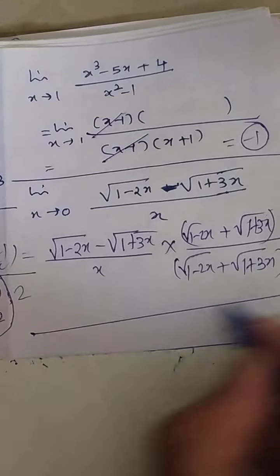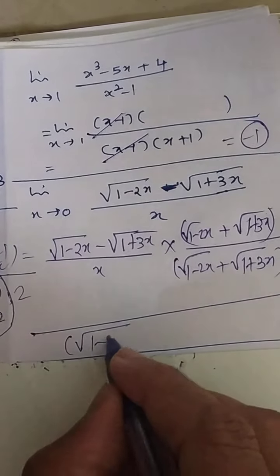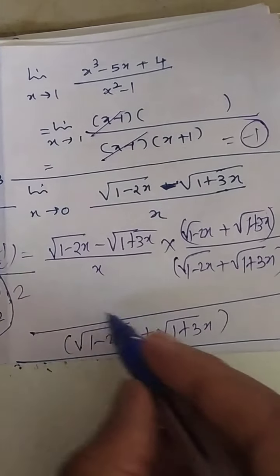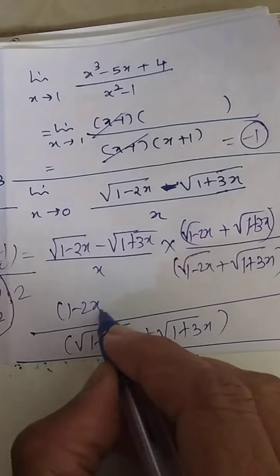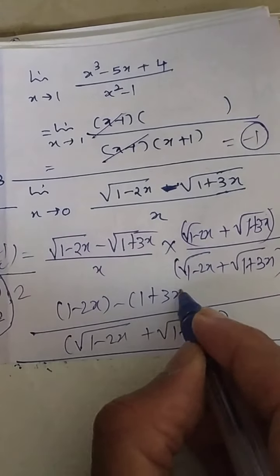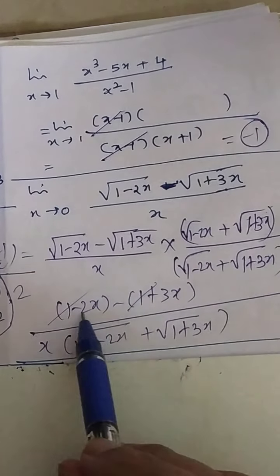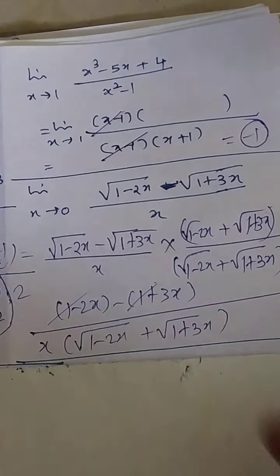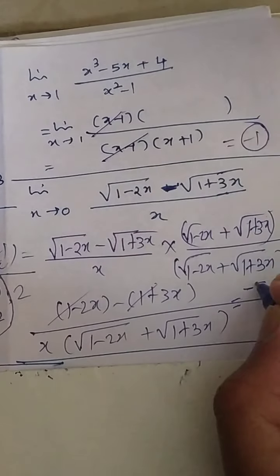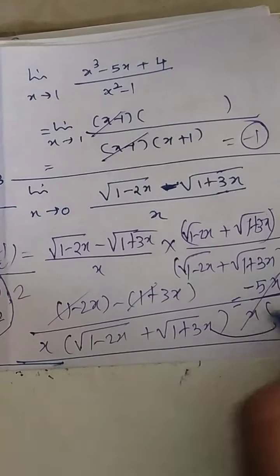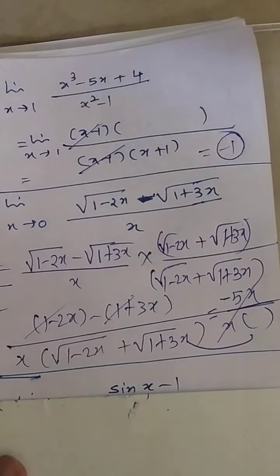Denominator you can keep as it is: root under 1 minus 2x plus root under 1 plus 3x. Numerator you can change. It is nothing but 1 minus 2x minus 1 plus 3x. Now this 1 will get cancelled. Try to simplify, it will be minus 5x upon this x and this bracket as it is. This x will get cancelled and you will get the required answer.